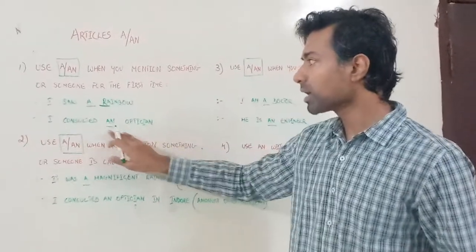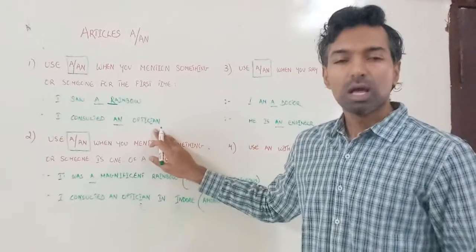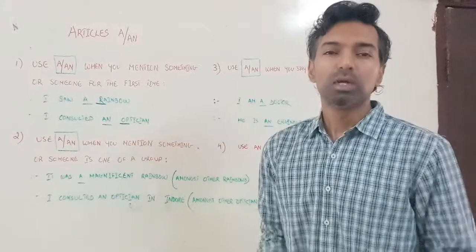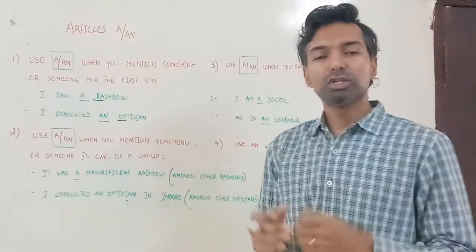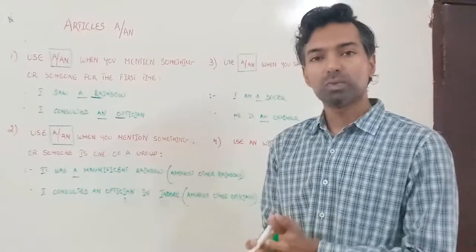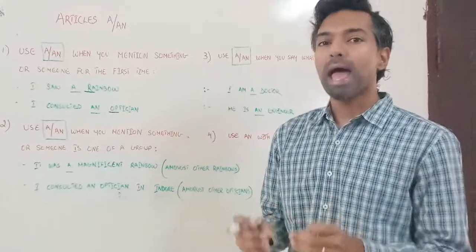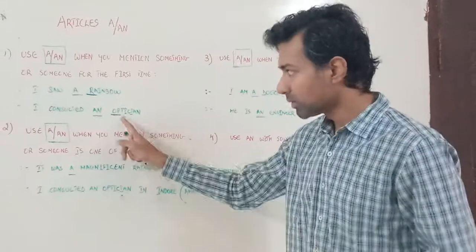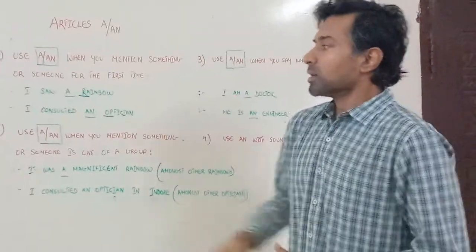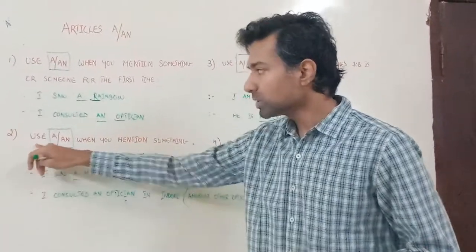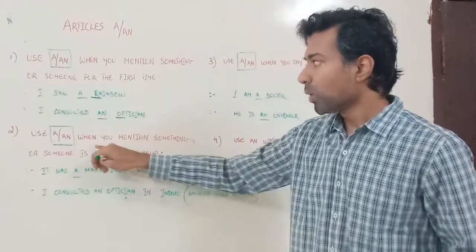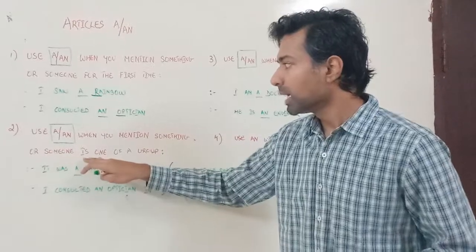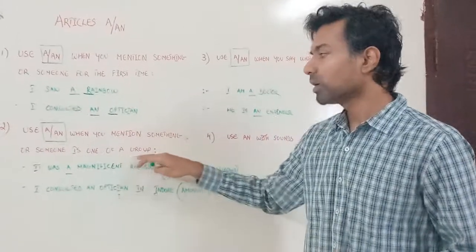I consulted an optician. Optician as a word starts with an O. So when I talk about the usage of a vowel, that is when the article an has to be associated with the word. Right. Second, use a and an when you mention something or someone as one of a group.